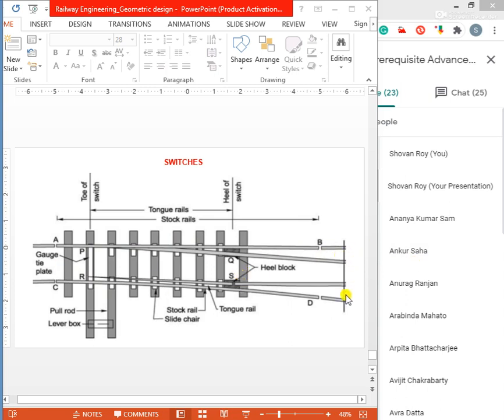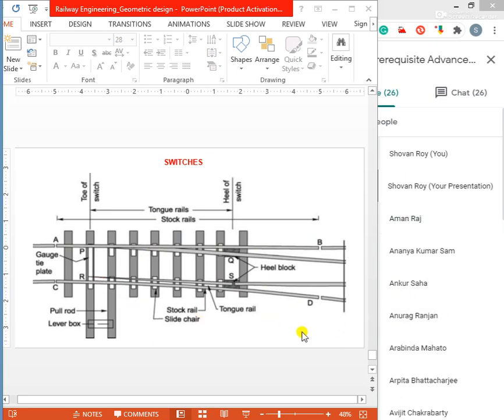And I am talking about the trailing direction. But if our vehicle wants to go straight from the facing direction, from the left side, and we maintain this position, with this PR gauge tie plate attached with the AB stock rail, then our train will go to the branch line, through this CD line.